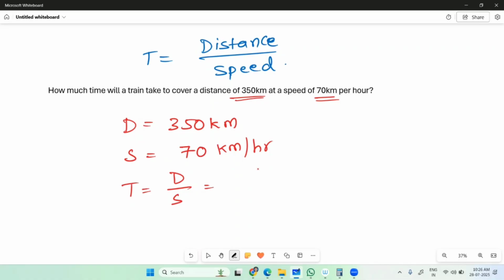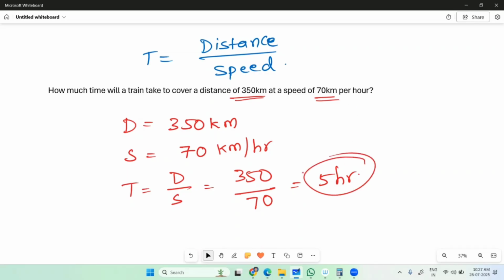Distance equals 350 kilometers. Speed is 70 kilometers per hour. Then 350 by 70 is nothing but 5, so 5 hours. The time taken to cover a distance of 350 kilometers at 70 kilometers per hour is 5 hours. Okay, and here one more thing we have to learn: the difference between speed and average speed.